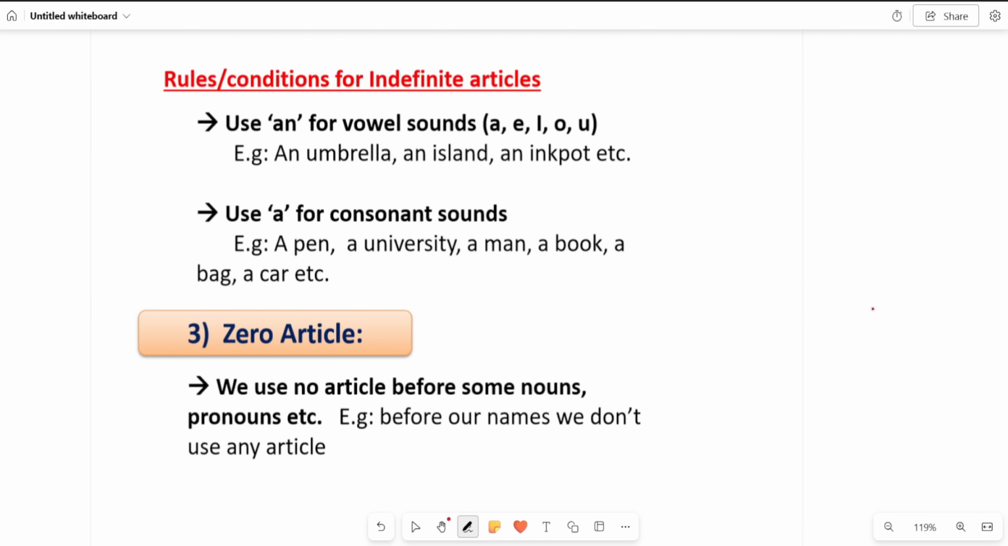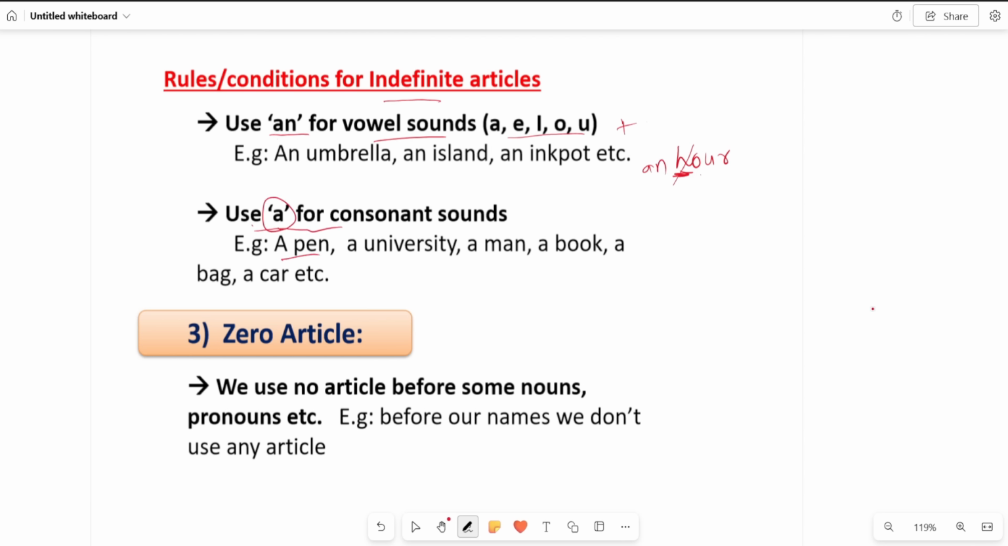Now the rules or conditions for the indefinite article. Already I have mentioned we use "an" for a vowel sound, that is a, e, i, o, u, and those consonants which sound like a vowel, right? For example, we have "hour". Here we have a consonant only, but it is silent and we call it "our", that's the reason we use "an". Okay, then we have consonant sounds, we use "a" for it.